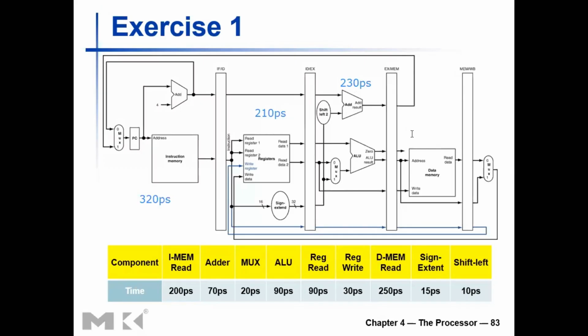Then the data memory access stage, 120 for the pipeline register, then 250 for the data memory, which makes it 370. That is correct. So 370 picoseconds is what we have there, right? So what about the write back stage?